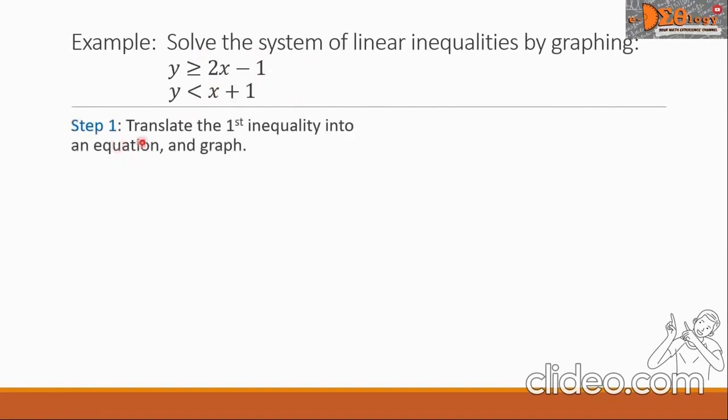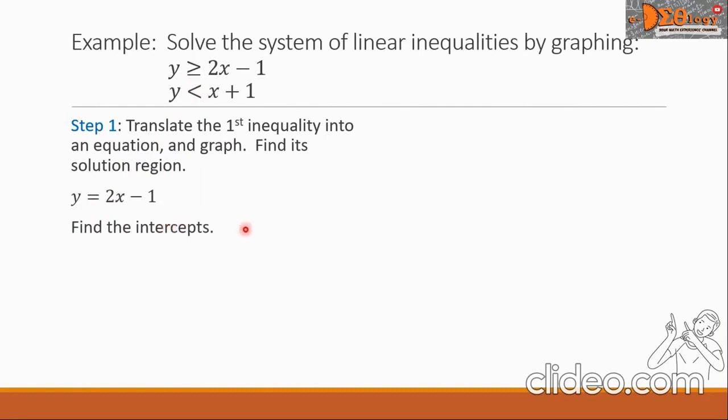For step 1, we will translate the first inequality into an equation and graph. Find its solution region. So the first inequality is y is greater than or equal to the quantity 2x minus 1. We will copy down here. However, instead of the inequality sign, we will change it into an equal sign. So we have now y equals 2x minus 1. And then we will graph this.